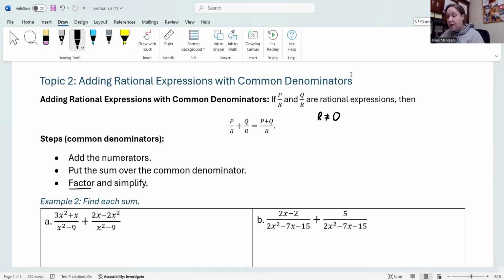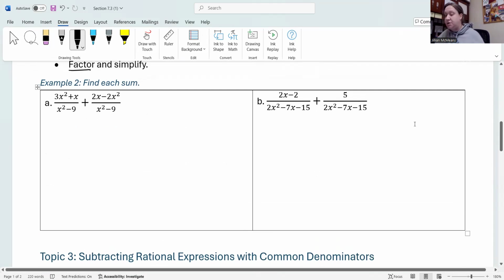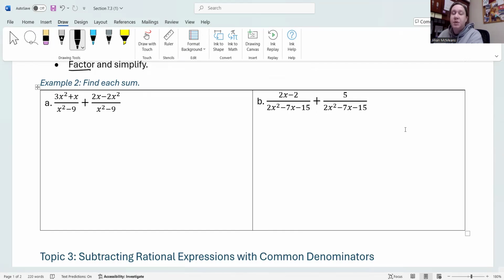Okay, so let's go ahead and look at these examples. Example 2 says find each sum. Well, we have to always remember this is going to be completely different than multiplication and division. With multiplication and division, we start out by factoring everything, then simplifying, and then doing the multiplication. Not the same here. We want to make note: do we have a common denominator? If so, keep moving. You add or subtract your numerators. In this case, we're adding, so we want to just add across. We want to combine like terms. And then at the end, we do the factoring and the simplifying.